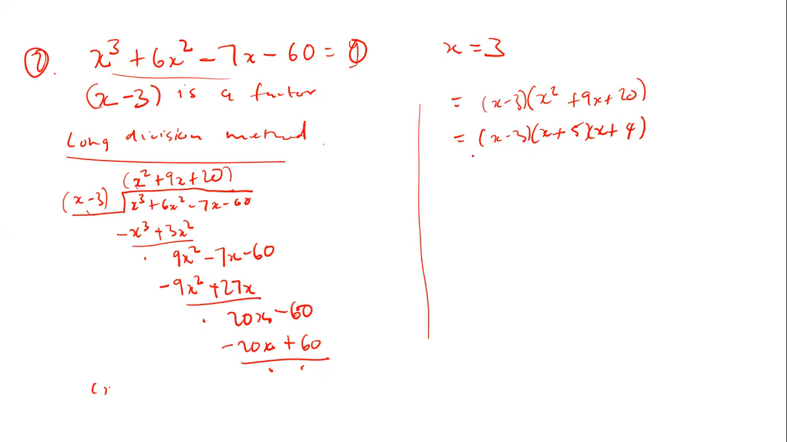So now let's consider another method, which is called the synthetic table method, okay? Using the very same example. So remember here we have x cubed plus 6x squared minus 7x minus 60. Remember, we have already determined that x minus 3 is a factor. I told you how to determine the factor: substitute your numerical values until you get 0.